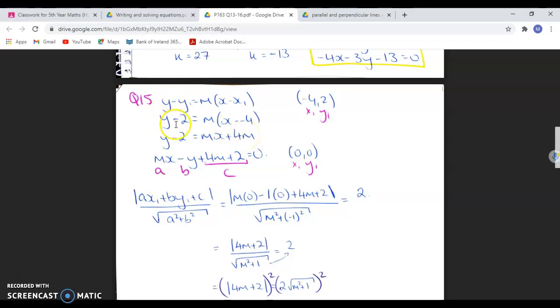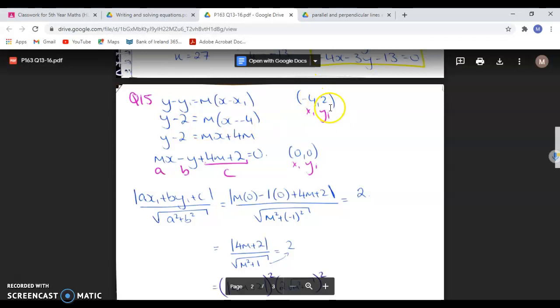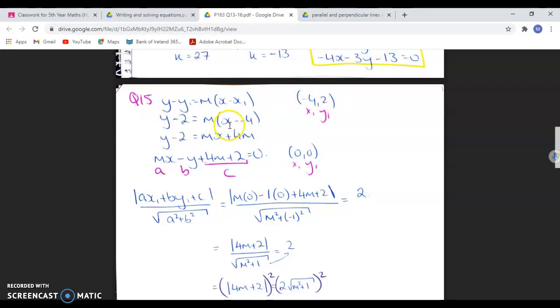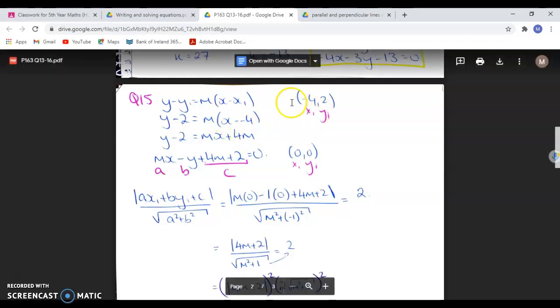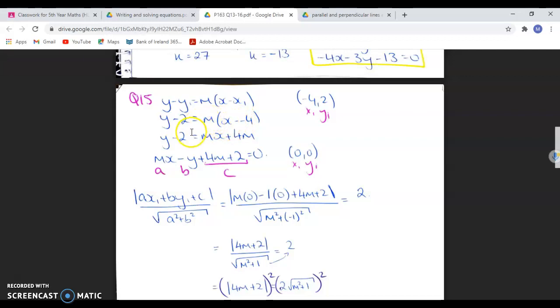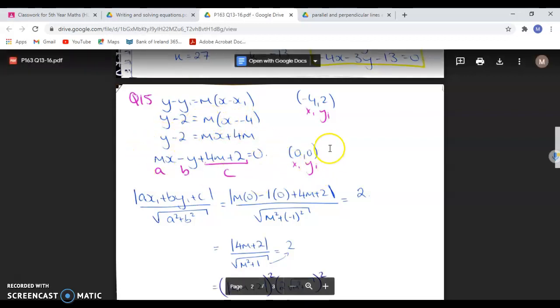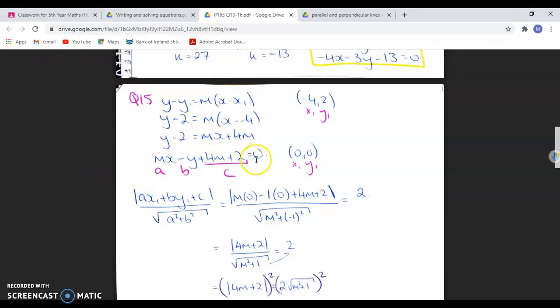And I do y minus 2, because I'm subbing in my 2 from here, equals m, because that is my slope. And x, now minus 4, because there's a minus 4 here. So minus and minus becomes plus, multiplying your m in. So just put it in the form, everything on one side is equal to 0. You get mx minus y plus 4m plus 2 is equal to 0. This is my A, B, and my C.